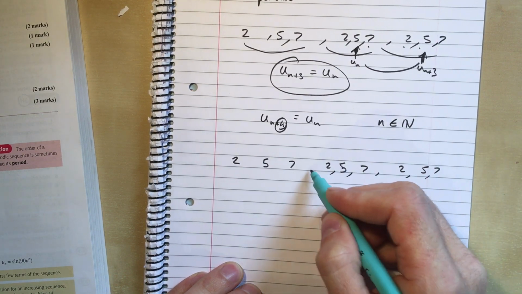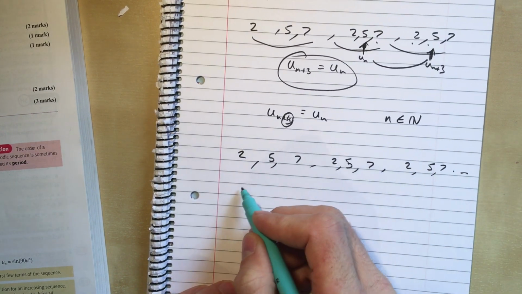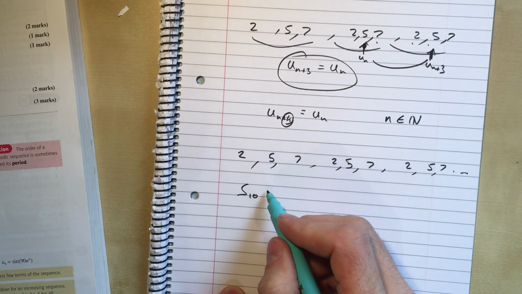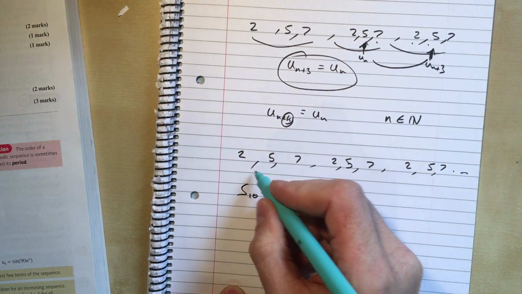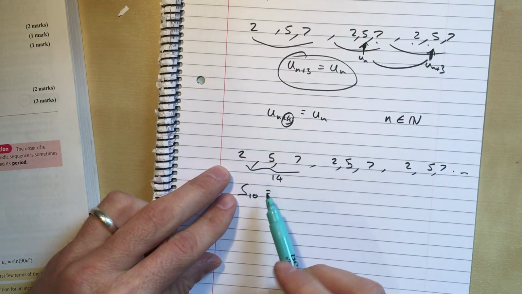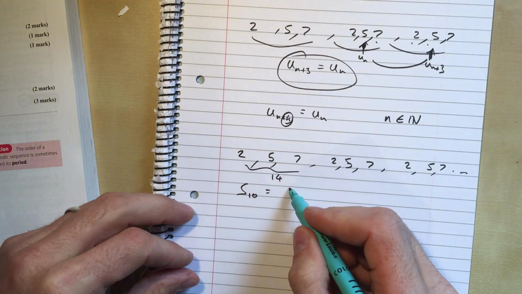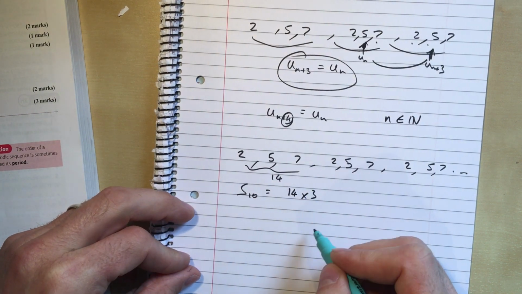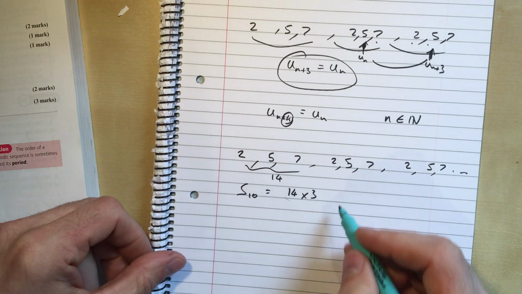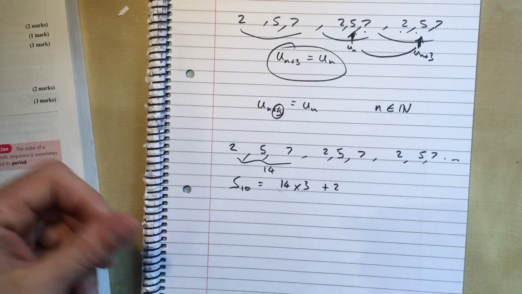If I want to do the sum of the first 10 terms of this sequence, well, 2 plus 5 plus 7 is 14, right? And if I'm going to do the first 10 terms, then I'm going to get 2 plus 5 plus 7 three times. So I get 14 three times, and that's the first 9 terms, and then I get the 10th term as well. So I'm going to have to add on a 2, right?